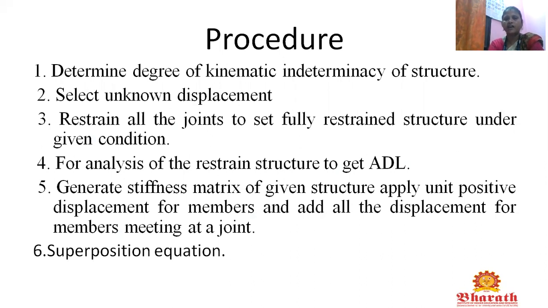Third step is restrain all the joints to fully restrain structures under the given conditions. And the fourth step is analysis of the restrained structures to get ADL. Next, the fifth step is generate the stiffness matrix of the given structure, apply the unit positive displacement for the members and add all the displacements for the members meeting at the joint.